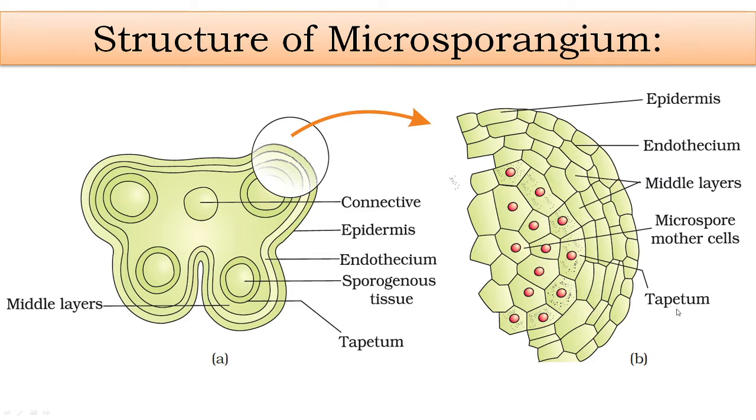Whereas the tapetum, the cells of the tapetum, they provide nutrition to the sporogenous cells or microspore mother cells, right? The microspore mother cells need nutrients for development, and these come from the tapetal cells. So you have to know the function of the tapetum, right? The tapetal cells contain nutrition and provide it to the developing microspore mother cells.